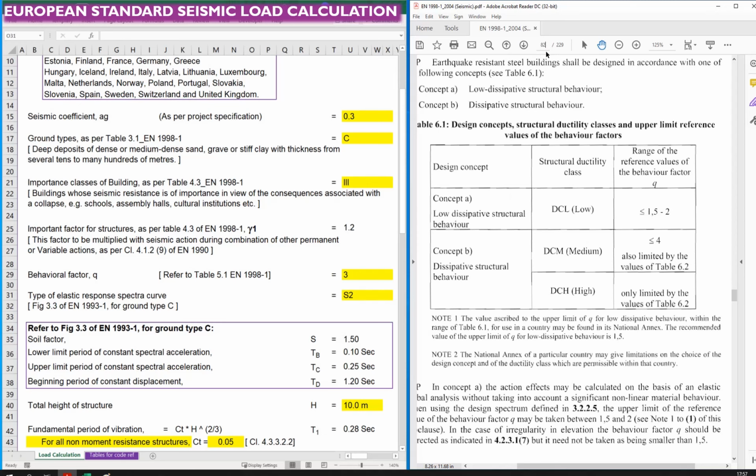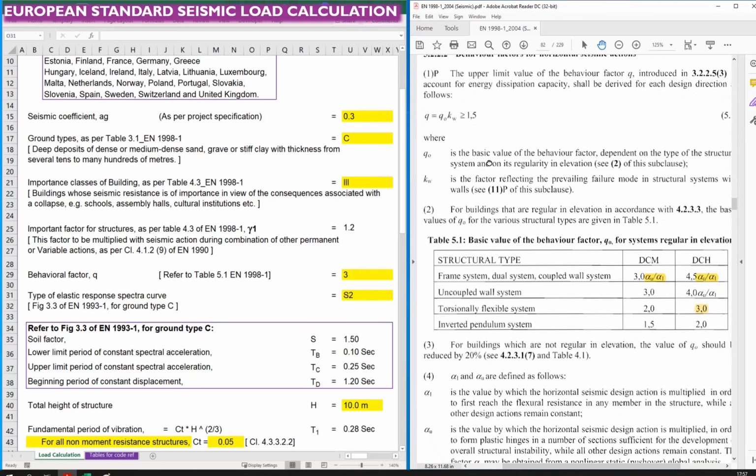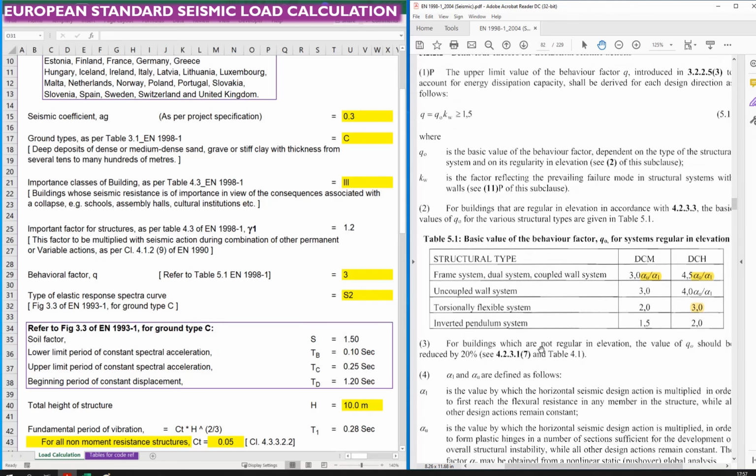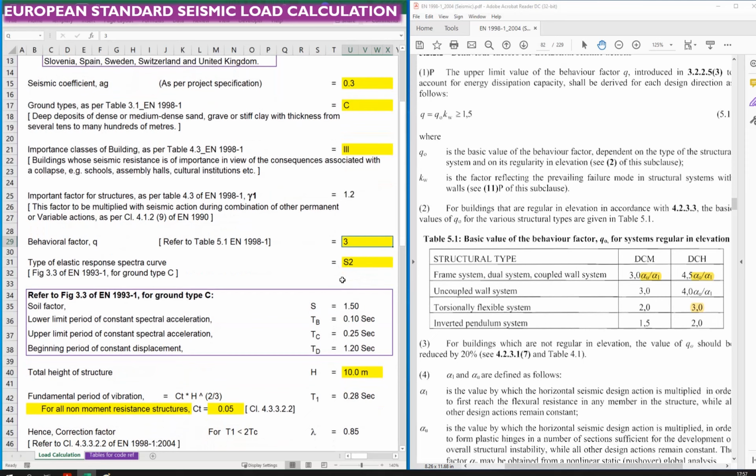So let me come back to the same page of table 5.1. So here for our calculation purpose, I have considered a torsionally flexible system which has a high ductile class. So the factor should be 3. So I am entering the value 3 here.